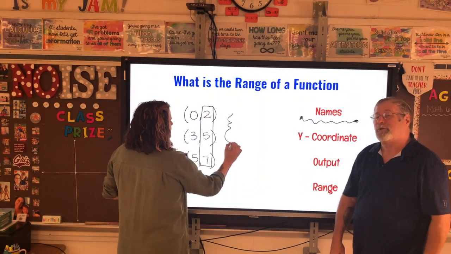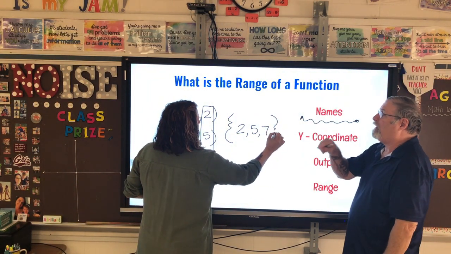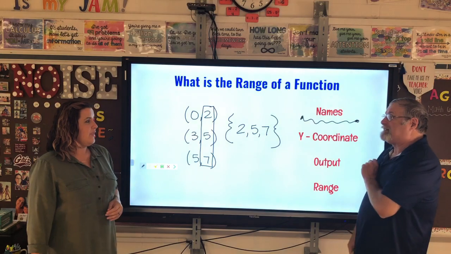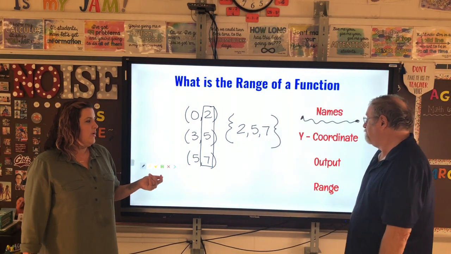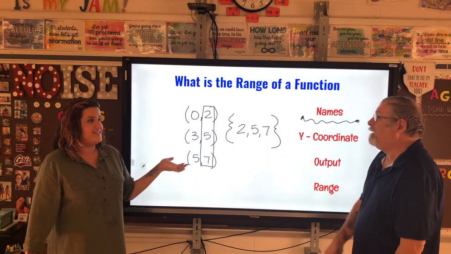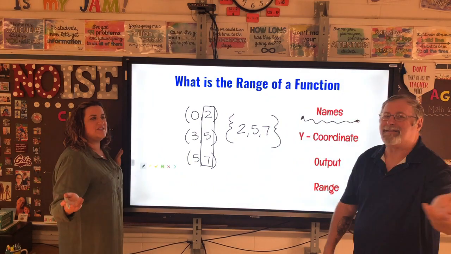Sometimes we'll try and mess you up because instead of saying list the range of the ordered pairs, we might say list the outputs of the ordered pairs. That just means the same thing. Or we might say, what's the range, or what's the y-coordinate. There are so many different names that mean the same thing.